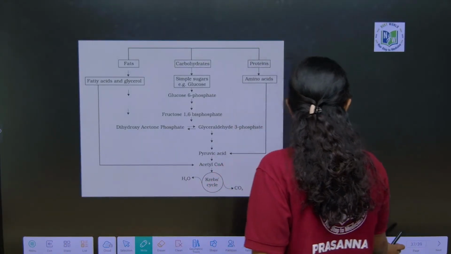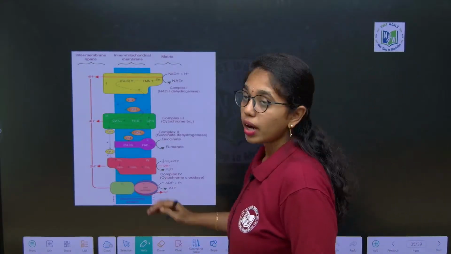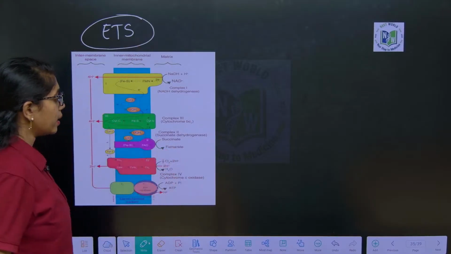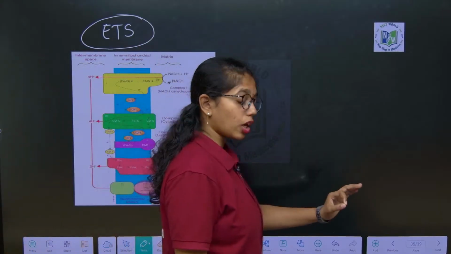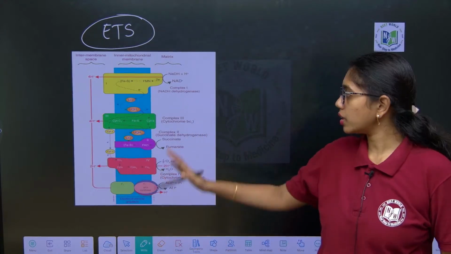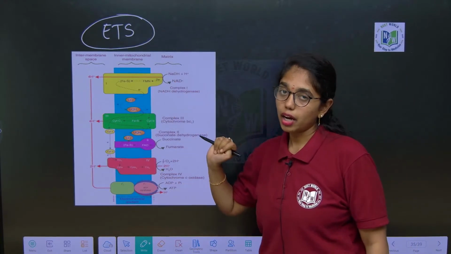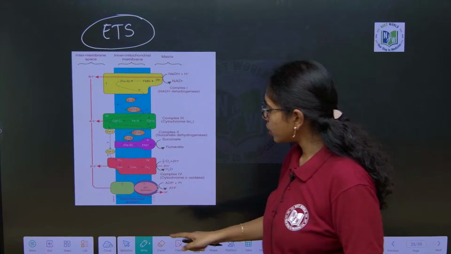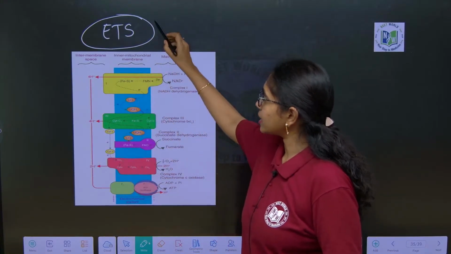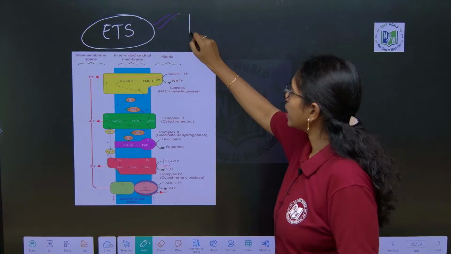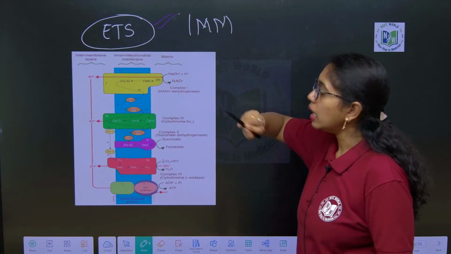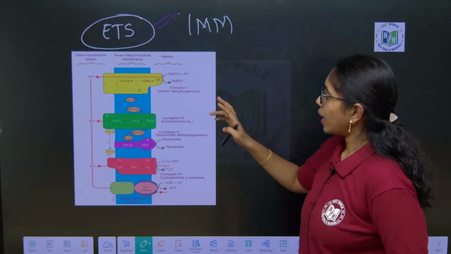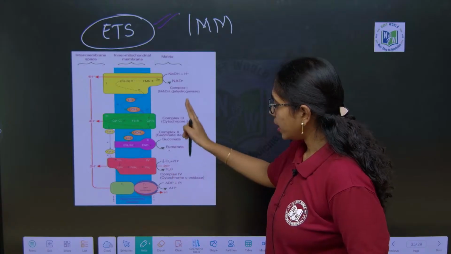Now, we have to look into ETS, the electron transport system, which is very important. In the NEET examination, the complexes are asked. In TS EAPCET also there were many questions on complexes, at least 2 to 3 questions I have found in different papers. Here we have 4 complexes of the electron transport system, which is activated in the inner mitochondrial membrane, that is complex 1, 2, 3 and 4.